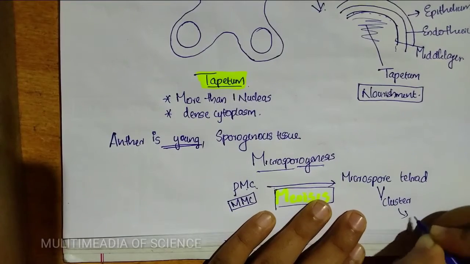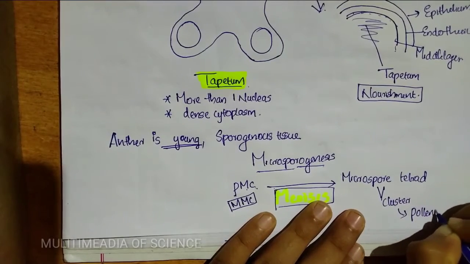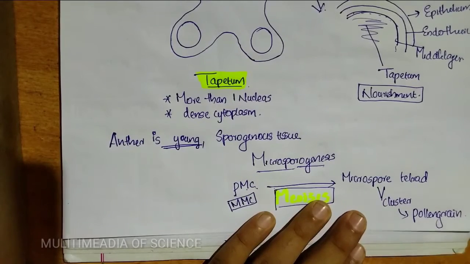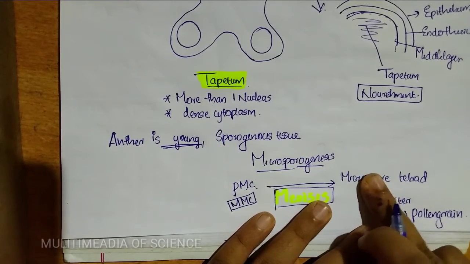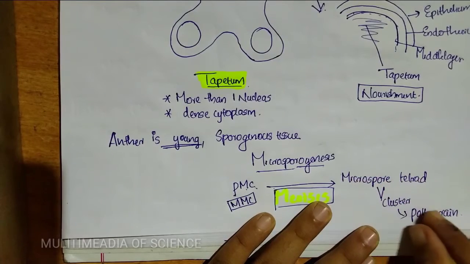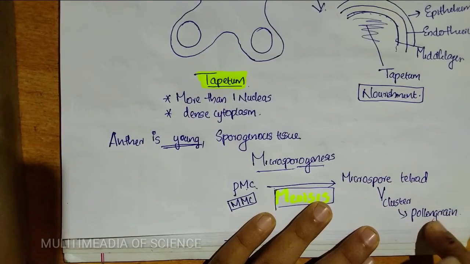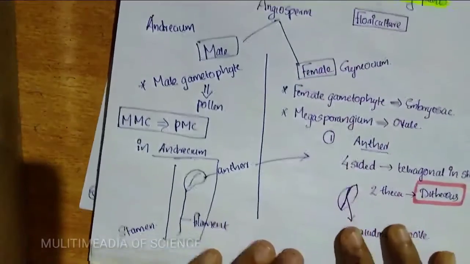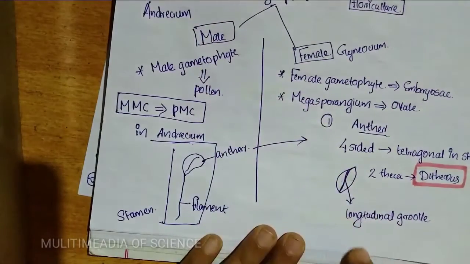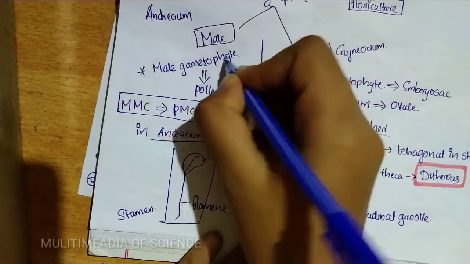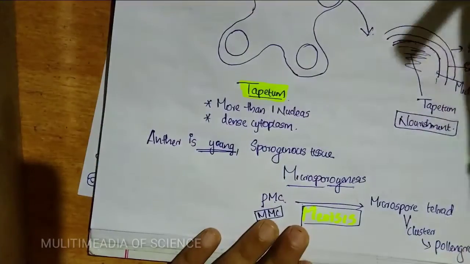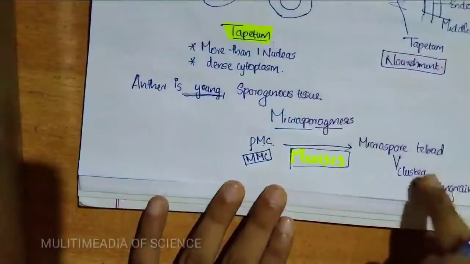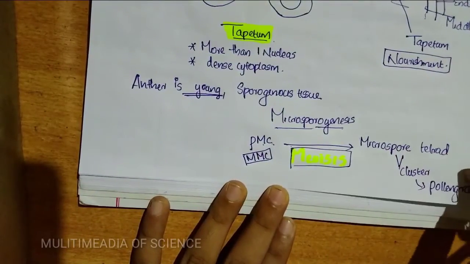Then this microspore tetrad, this cluster, forms the pollen grain. So the microspore tetrad clustered to form the pollen grain. And what is the pollen grain? The male gametophyte. This male gametophyte is pollen, formed by the clustering of the microspore tetrad. Clear?